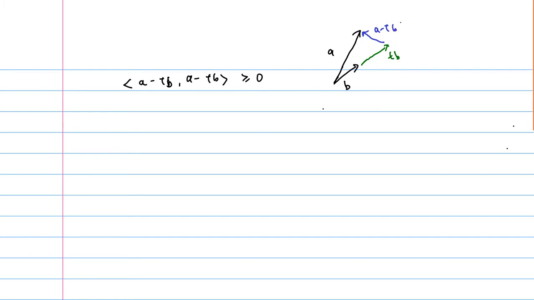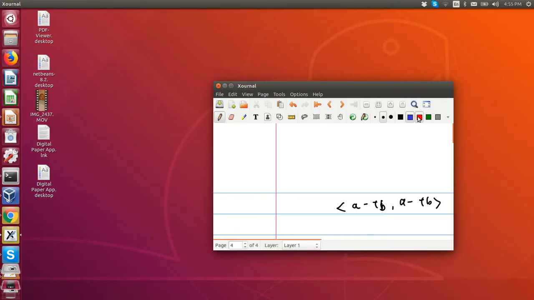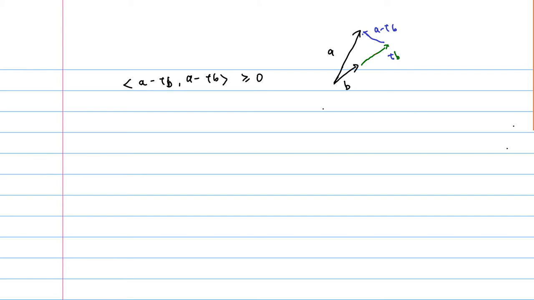Why does this keep doing this? I hate it. This is killing me. I don't know why this automatically erased stuff. This is TB. This is crazy. So A minus TB is smallest when TB is just a projection of A onto B, right? What I mean is that I can make it smallest if TB is actually just a projection of A onto B, and then A minus TB will be smallest.